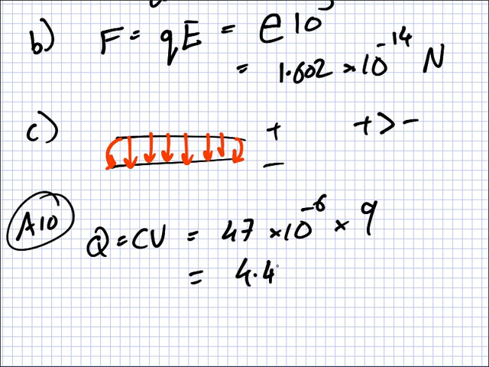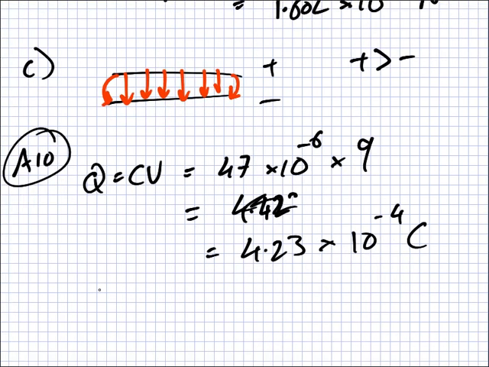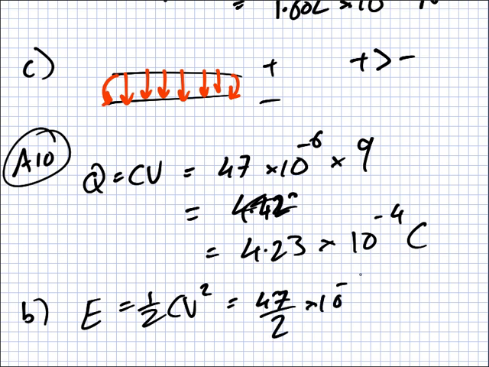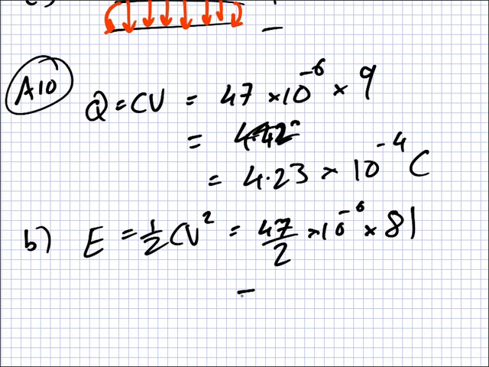4.4, 4.23? No, 4.23 times 10 to the minus 4 coulombs. B, what is the energy? That's good old a half CV squared, which will be 47 over 2 times 10 to the minus 6 times 81. So what's that?